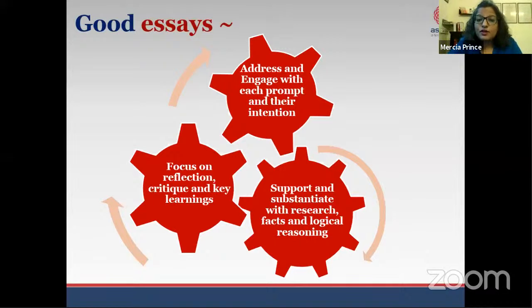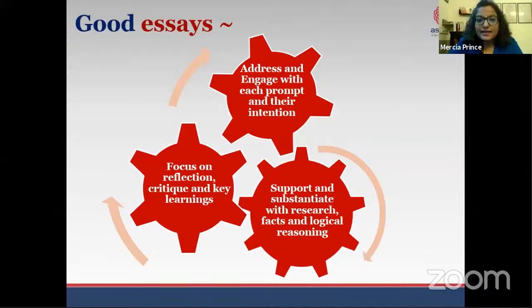And of course, because these are personal essays, we like to see that you are reflective. We want to know how thoughtful you are. So your essays should focus on reflection, on genuine critique, if you're critiquing something, and also on whatever it is that you're learning and taking away from the experience that you have engaged with and put down in your essays. This would make a good essay for us.